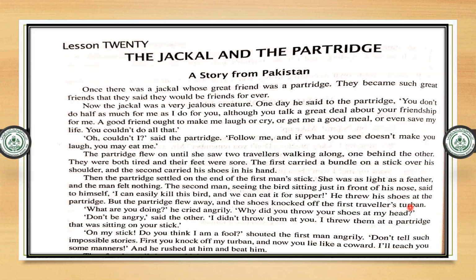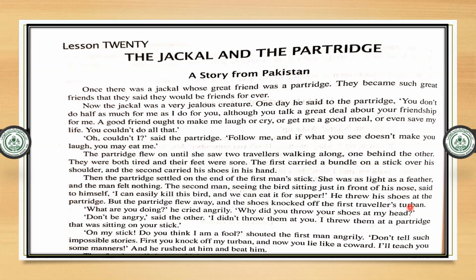So the person who was carrying the bundle of sticks didn't notice that a bird was sitting on it. But the other person, who was coming back, saw it and tried to kill that bird and eat it for supper. And when he threw his shoes at the partridge, the partridge flew away and the shoes knocked off the first traveler's turban.